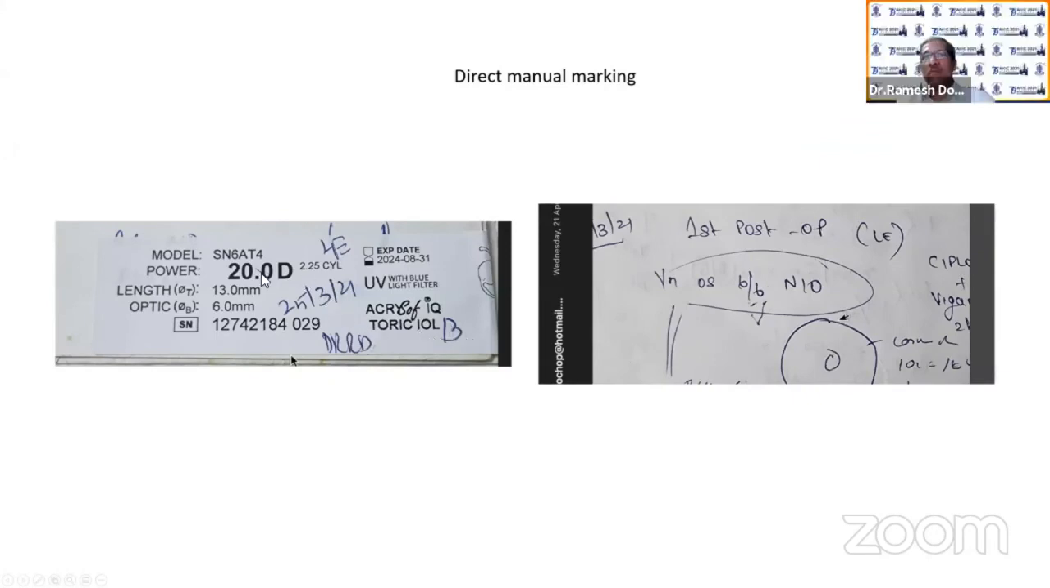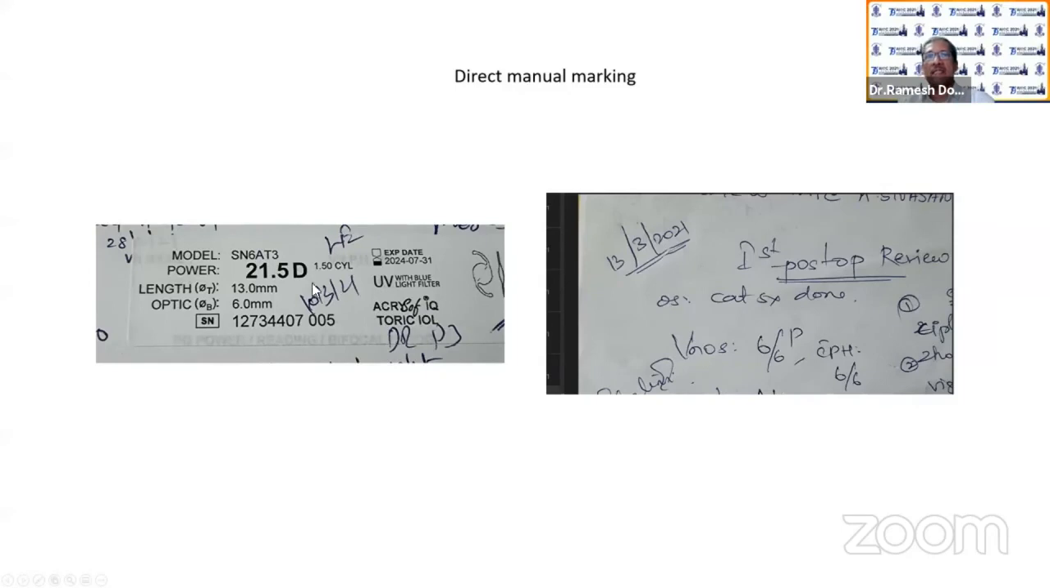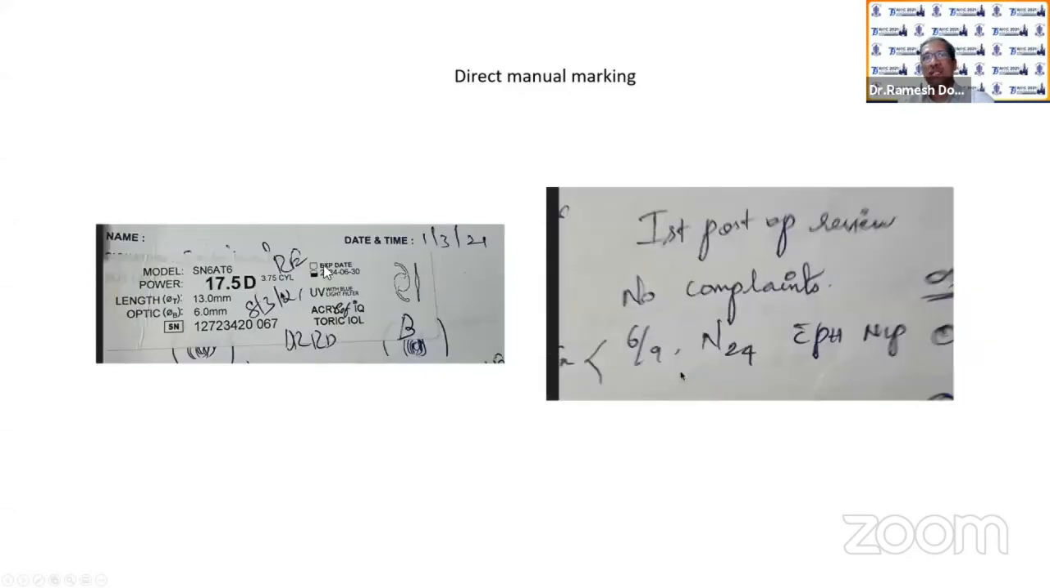So with the manual marking, you can get results like this: T4 first post-op day 6/6, T3 first post-op day 6/6 partial. Here you implanted a T6, first post-op day 6/9, no improvement.